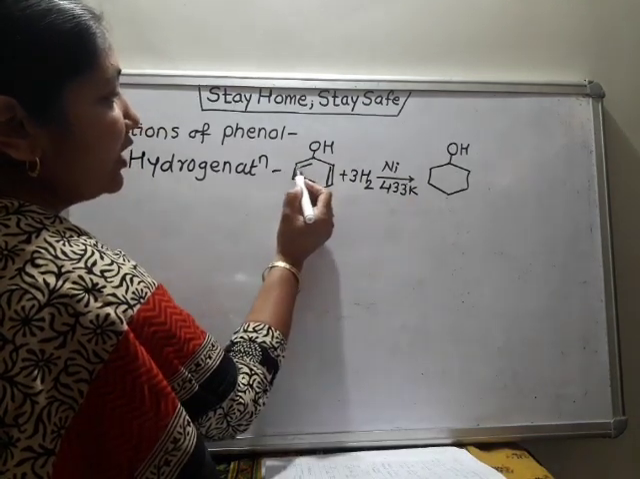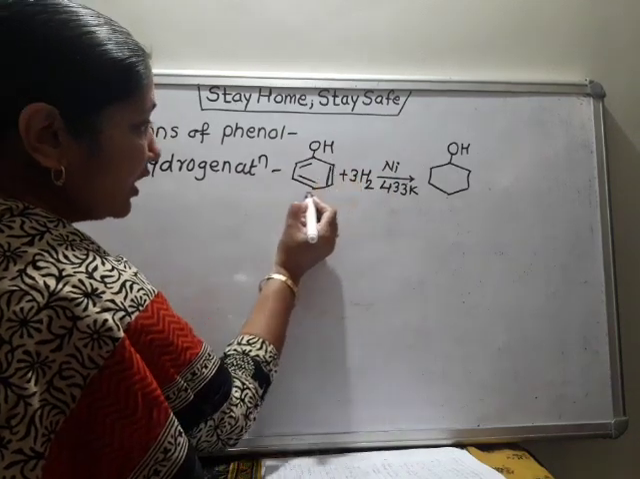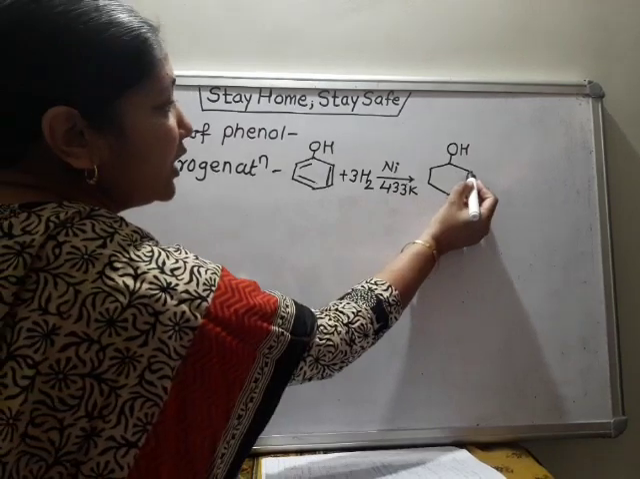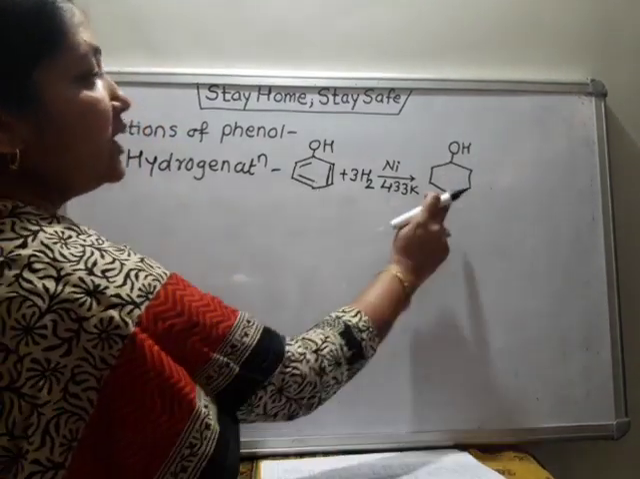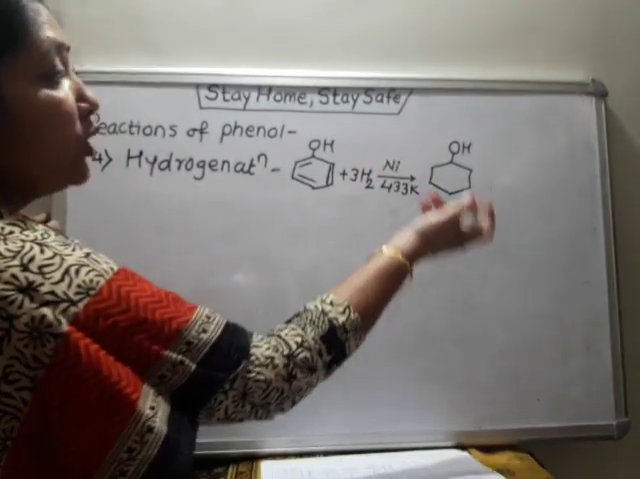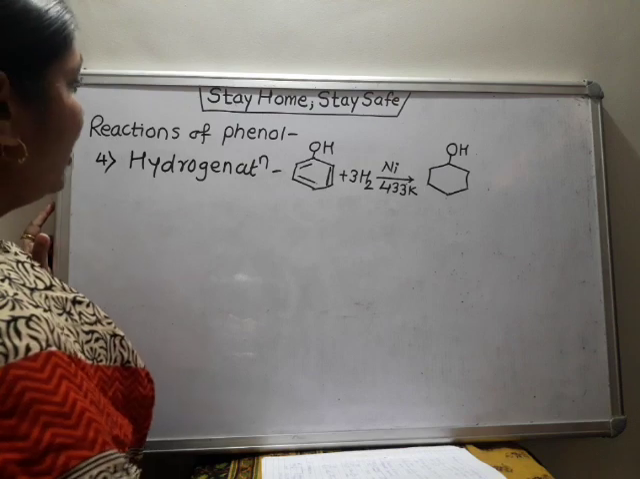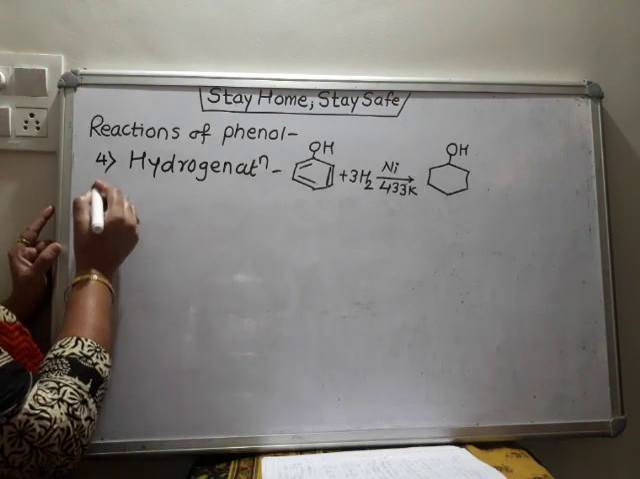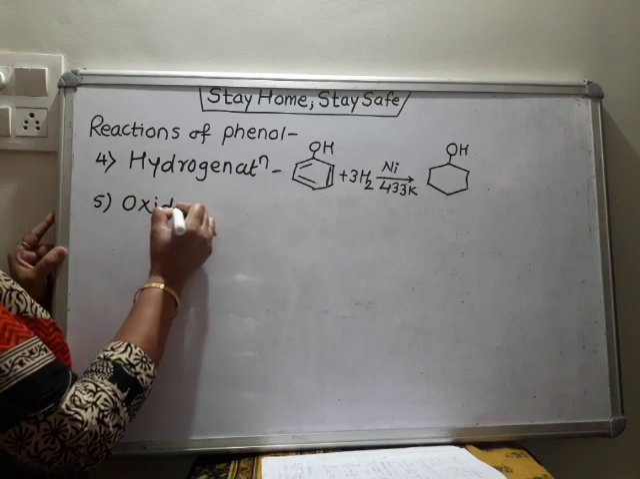Same is found here, double bond breaks, converted into single bond and we get hydrogen. See, here there was one hydrogen on each carbon. Now there are two hydrogens on each carbon. So phenol is hydrogenated to cyclohexanol. Phenol on hydrogenation gives cyclohexanol. Okay, this is one reaction. Next reaction given, that is oxidation reaction.